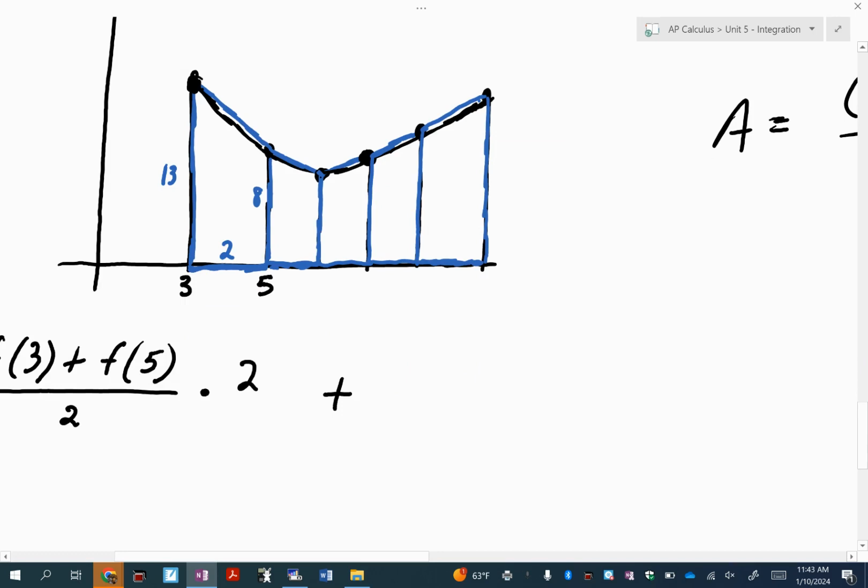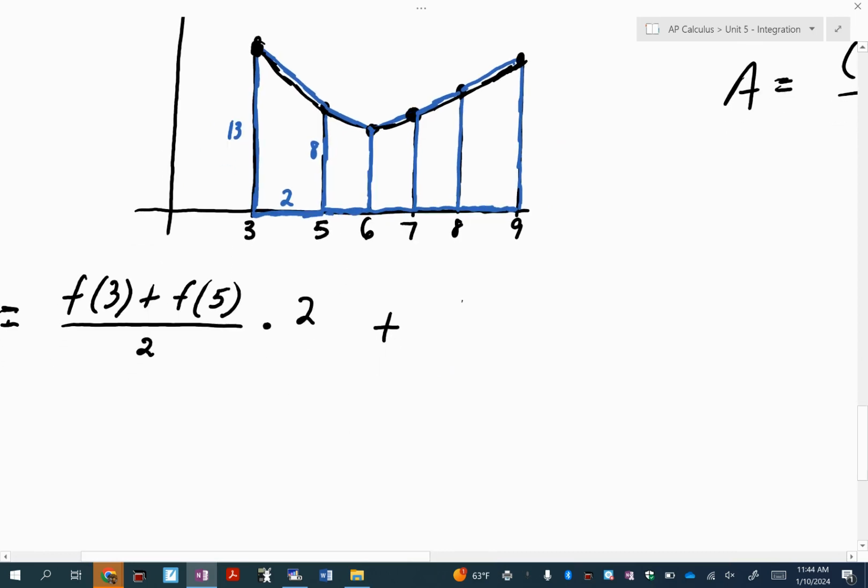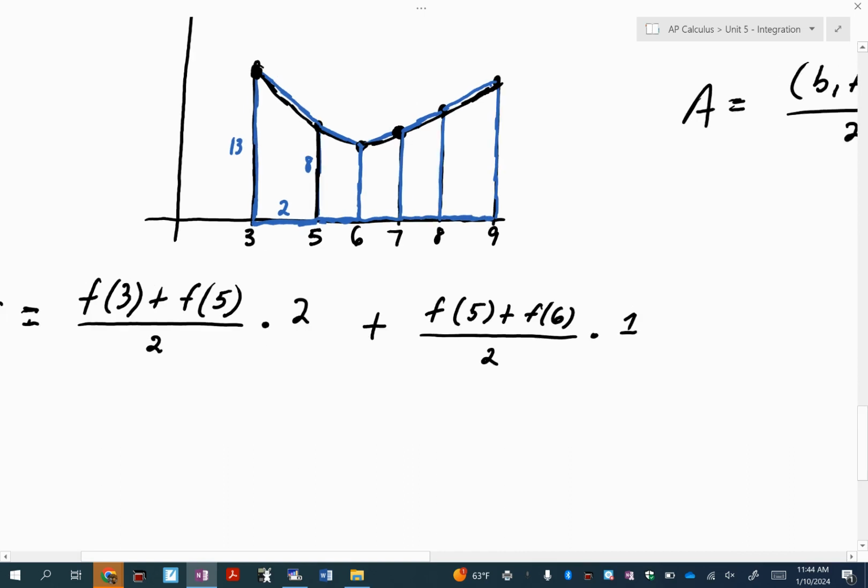Okay, ready for the next one? All right, so the next one, isn't it 6, 7, 8, 9, right? It's just 1 each time, right? So all of those are going to be 1 now. So I'm going to have f of 5 plus f of 6 over 2 times 1.